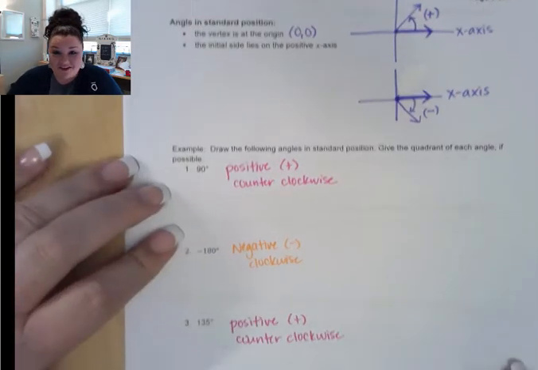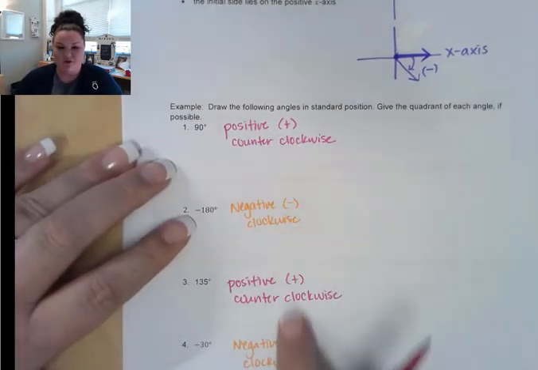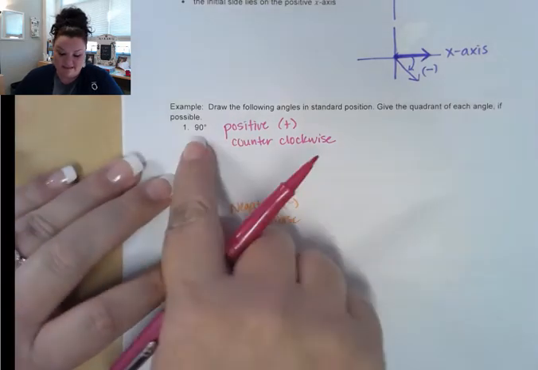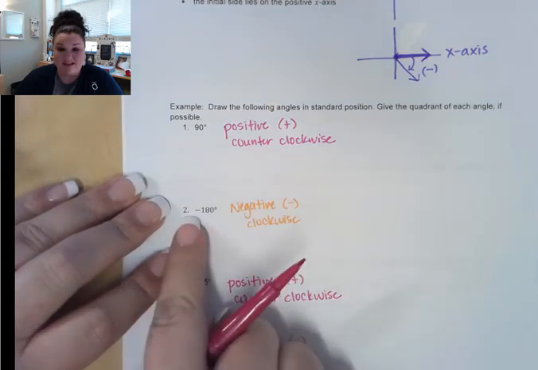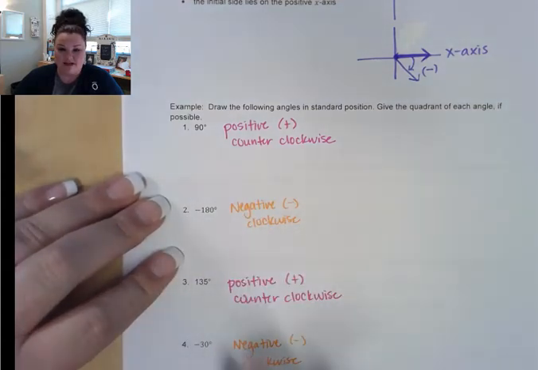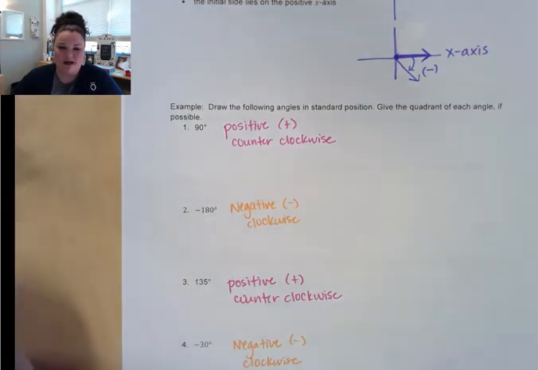Okay, let's see how you did. I went ahead and wrote a note on here for each one. If I see that it's a positive angle, I know I'm going counterclockwise. If it's a negative angle, I know I'm going clockwise. I'm not going to require you to write that on your worksheets, but when we're first learning this, it's not a bad idea to write it in your notes so that you have that reminder.